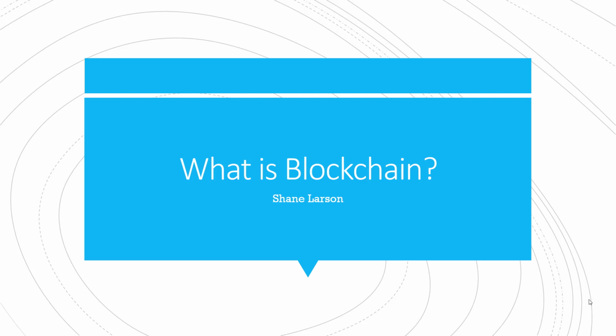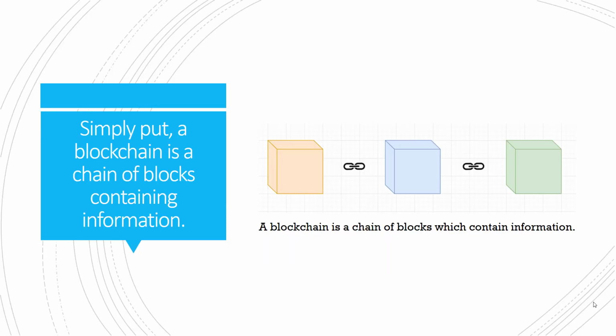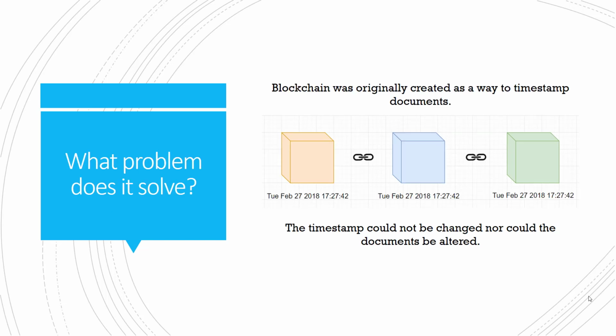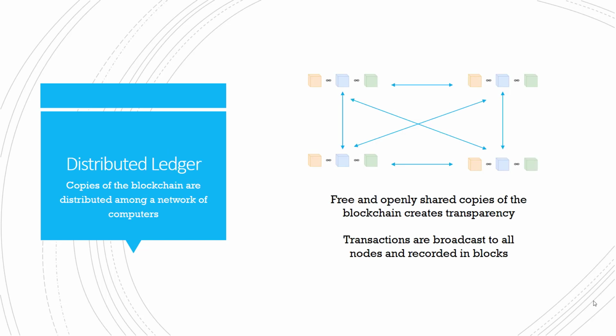What is blockchain? Simply put, a blockchain is just a chain of blocks containing information. So what problem does blockchain solve? Blockchain was originally created as a way to timestamp documents so that they could not be changed or altered, or that the timestamp could not be altered. It creates effectively a distributed ledger, which keeps track of all changes to the document and then shares all those changes freely and openly among a network of computers.